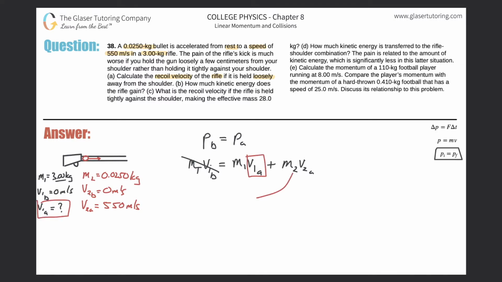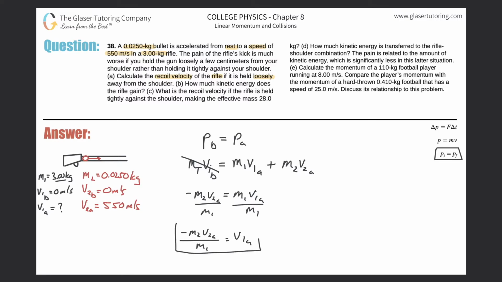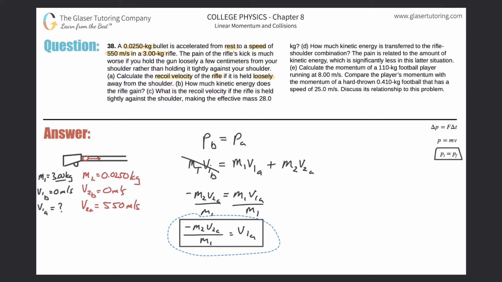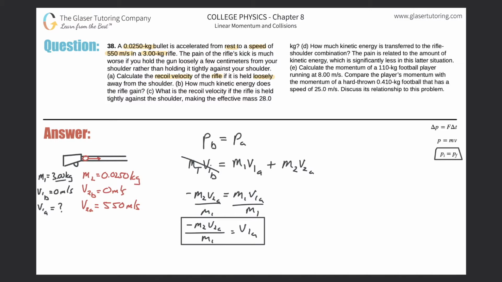I'm going to start to bring this term on over to the left-hand side. So we're going to do a couple of things at once here. Now it would be negative m2 v2a equals m1 v1a. And then divide out the m1 from both sides. So our equation now works out to be negative m2 v2a all over m1 equals v1a. And now all we have to do is just plug it on in. Let's just move this on up. I think I could fit it right beneath. So let's just plug in the numbers.